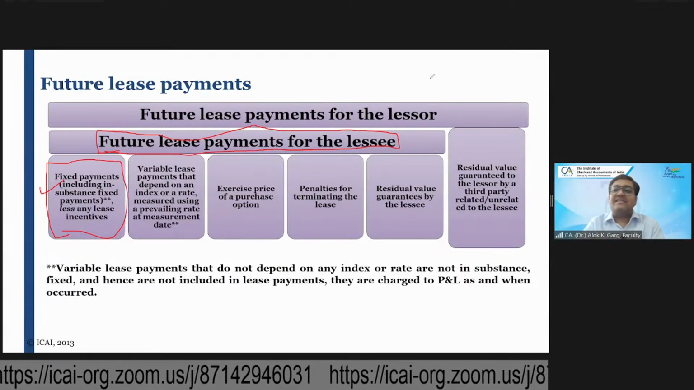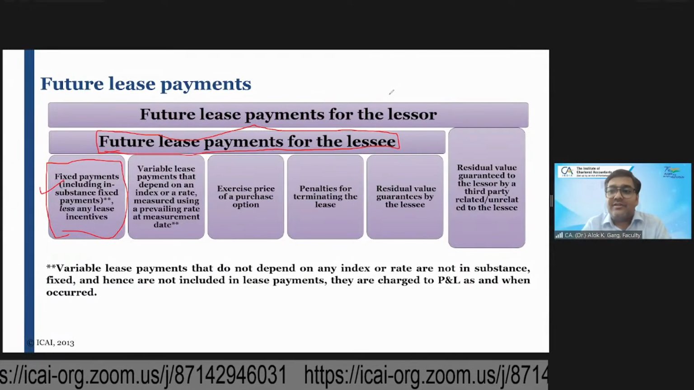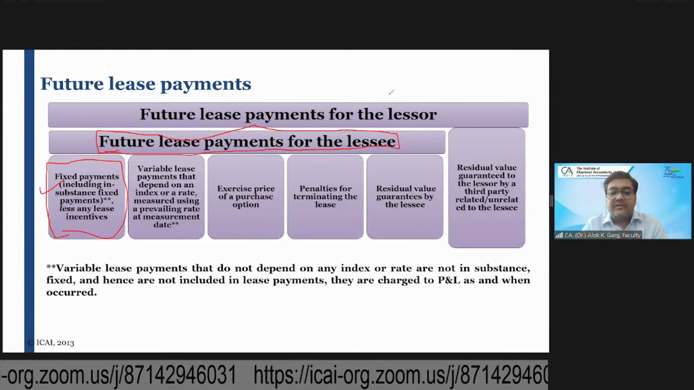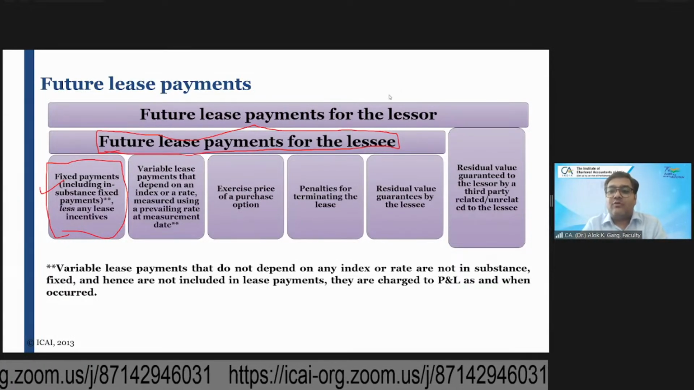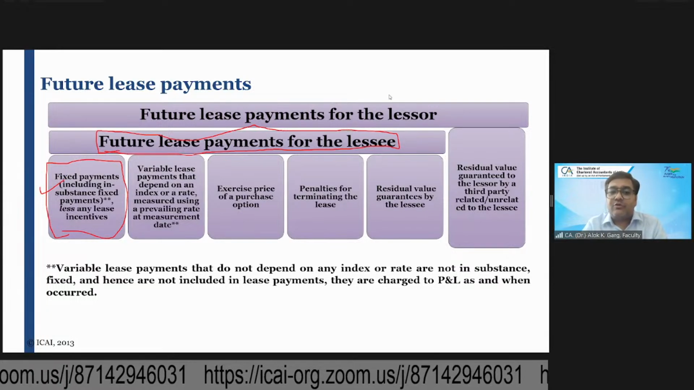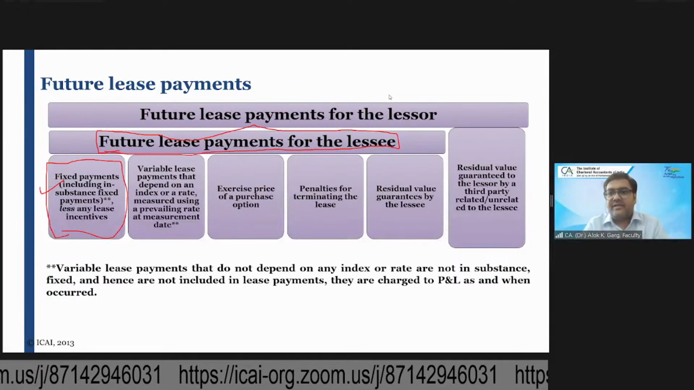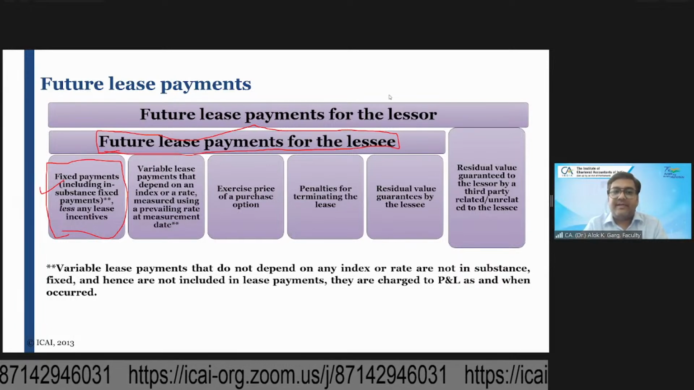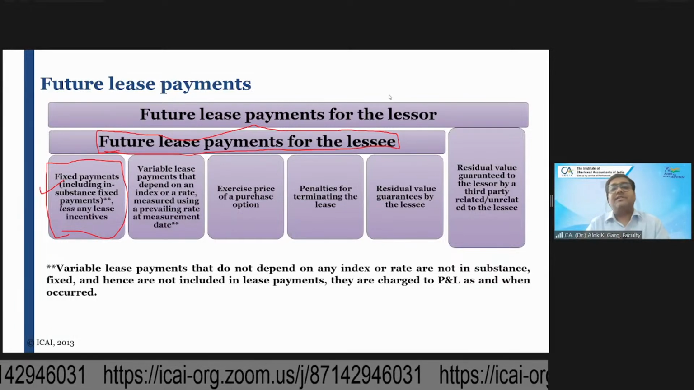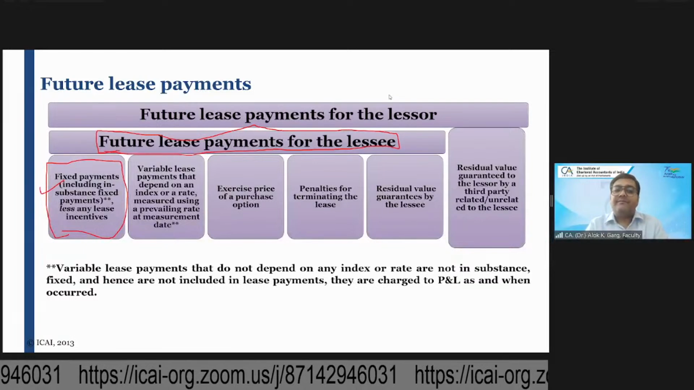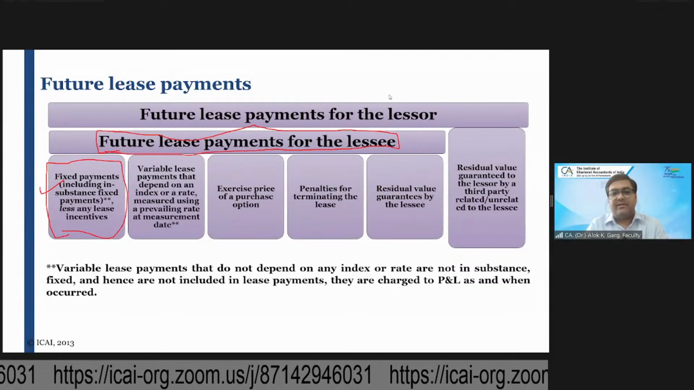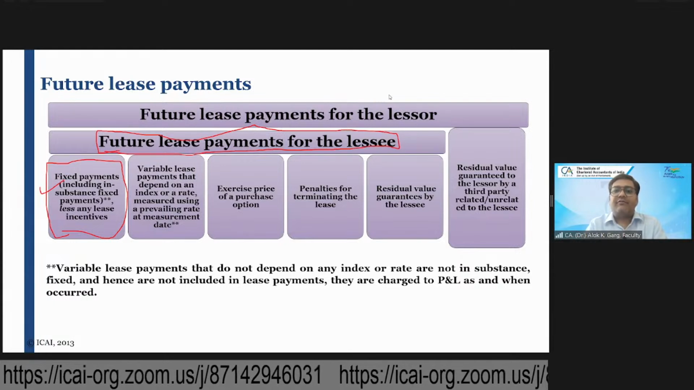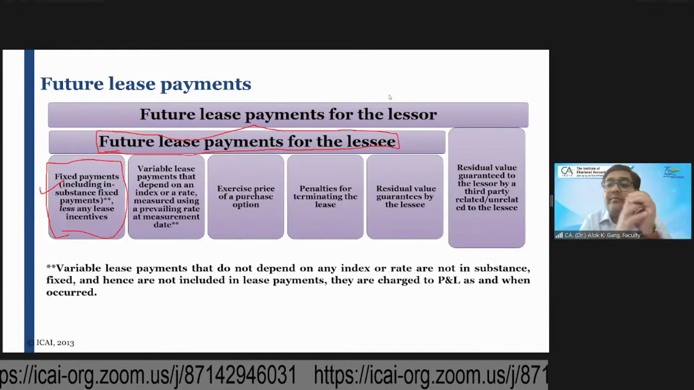Whether these escalations are in substance fixed payments or not. In substance, these are also fixed payments. I know today what my cash inflow and outflow is going to be. So you have to consider them as lease payments in substance fixed payments. If there is any lease incentive, you have to reverse, that is reduce, that lease incentive.